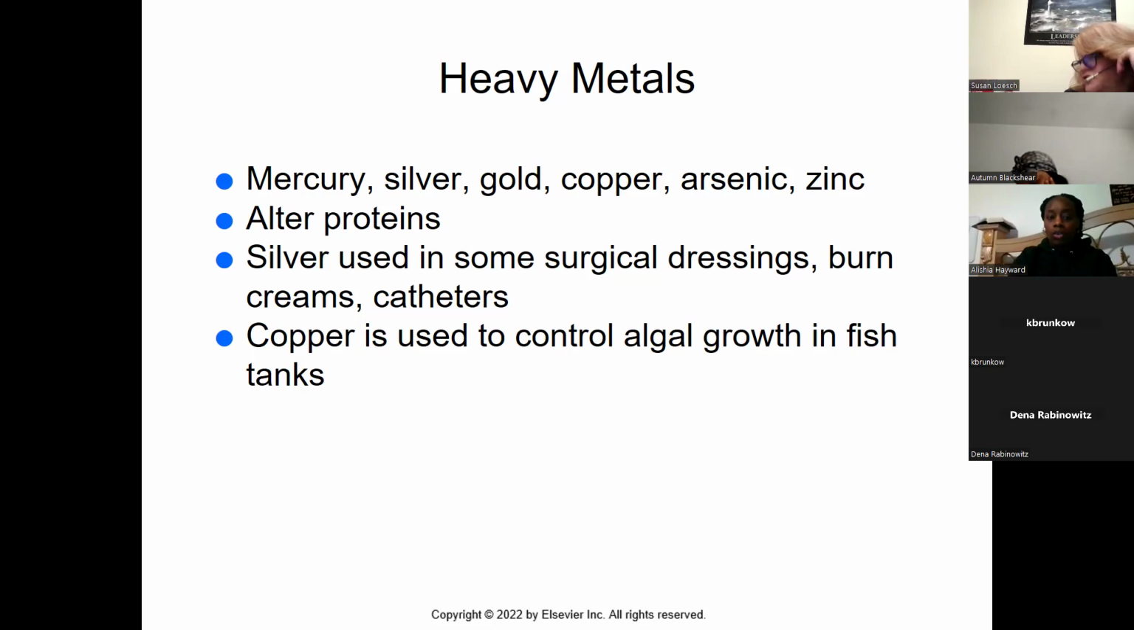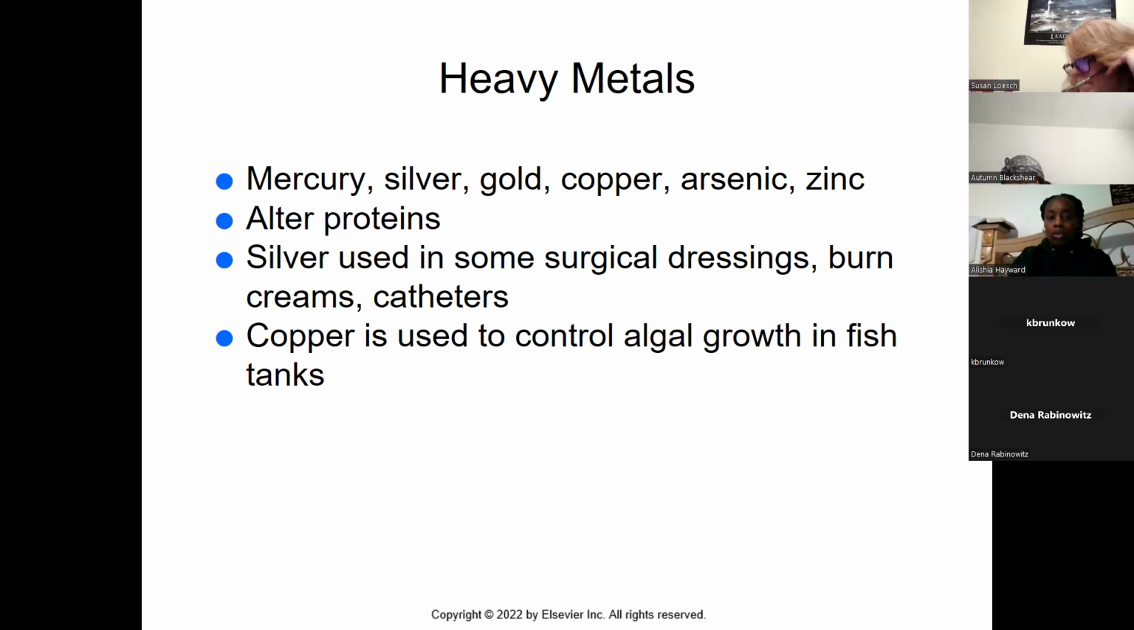All right, silver is still used in some dressings. We also use this for burn creams and sometimes for catheters. The silver nitrate is also used a lot for burns. Copper is used in fish tanks, swimming pools, and reservoirs, and it helps prevent algae, as an algicide, by interfering with the chlorophyll. And then also thimerosal salt.